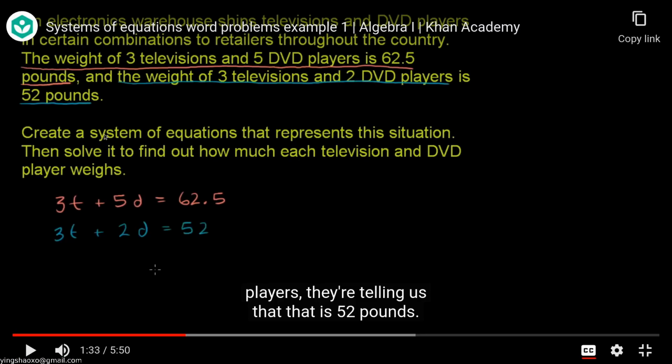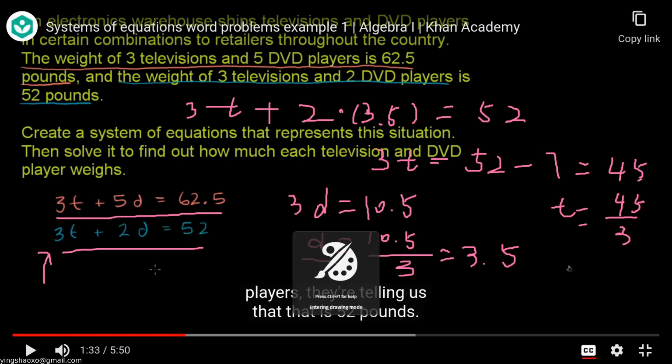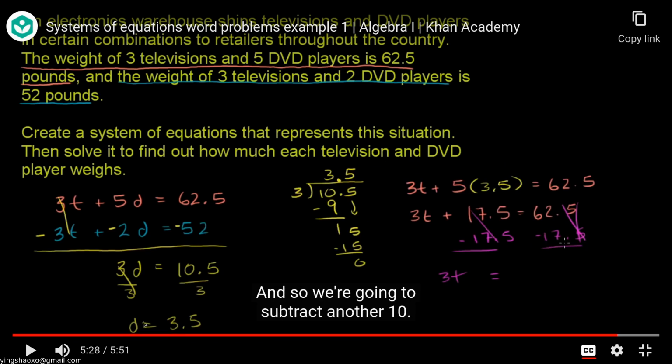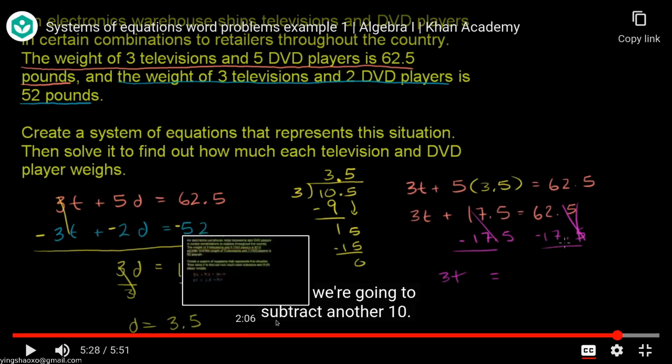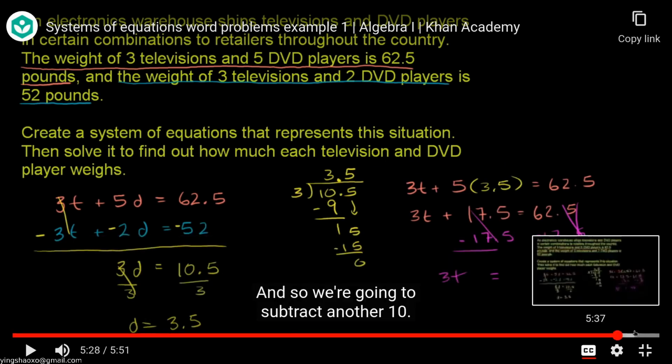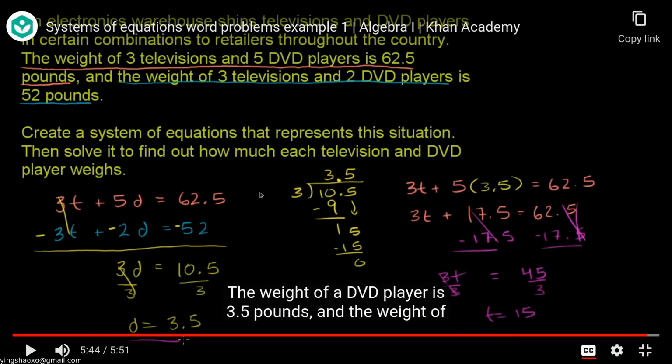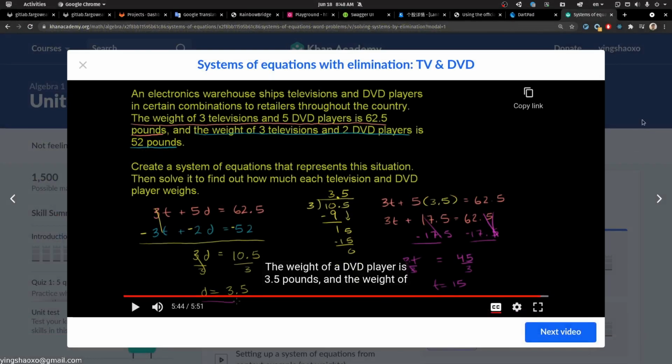So in the end, t equals 15 and d equals 3.5. So here we go. As you can see, we got d equal to 3.5 and t equal to 15. So just as I did before, I solved the system of equations with the right answer.